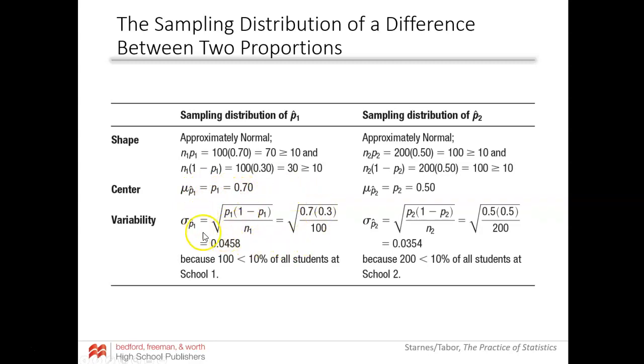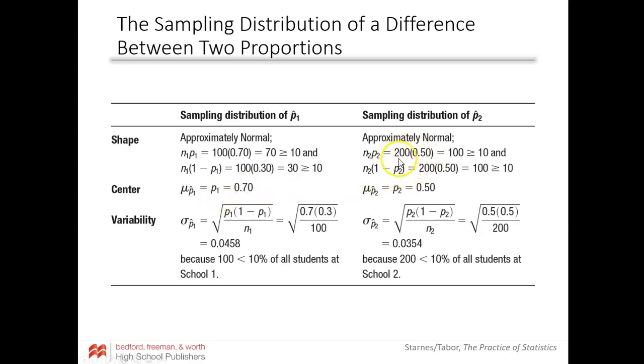And then they should have done this first. They checked the 10% rule, saying 100 must be less than 10% of all the students at school one. I don't know how they know that. They're just saying it must be. So that allowed them to use this calculation to find the standard deviation. So here's all of the statistics we need. Well, okay, I'm going to confuse myself. I'm going to stop talking.